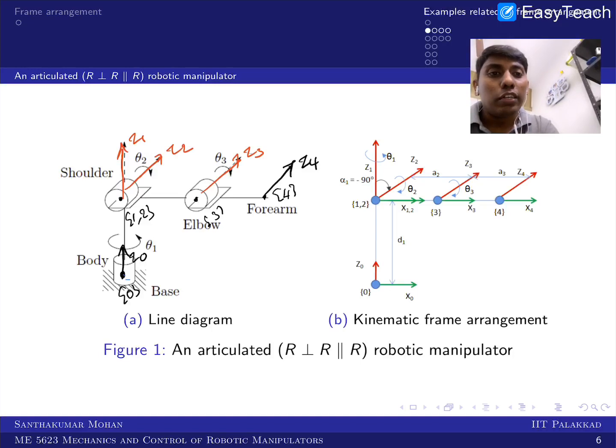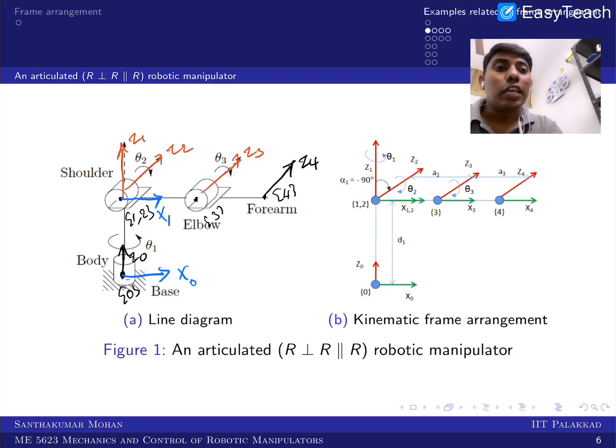Z1 and z0 are parallel, so I can take whatever is convenient. So I am taking it like this. And z1 and z2 are intersecting, so that is the point of the frame. The normal to this plane is the x-axis, and in the progressing side, this is x1.